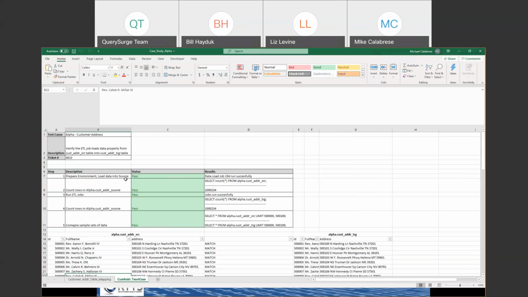So a typical test case, for example, would prepare the environment. It would count the rows in the source, run the ETL jobs, count the rows in the target. And you can see here these steps both pass because the data does align.